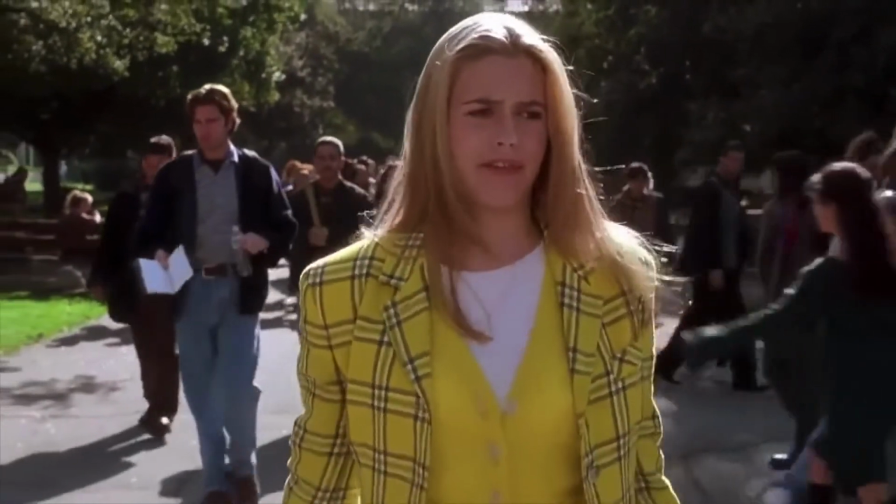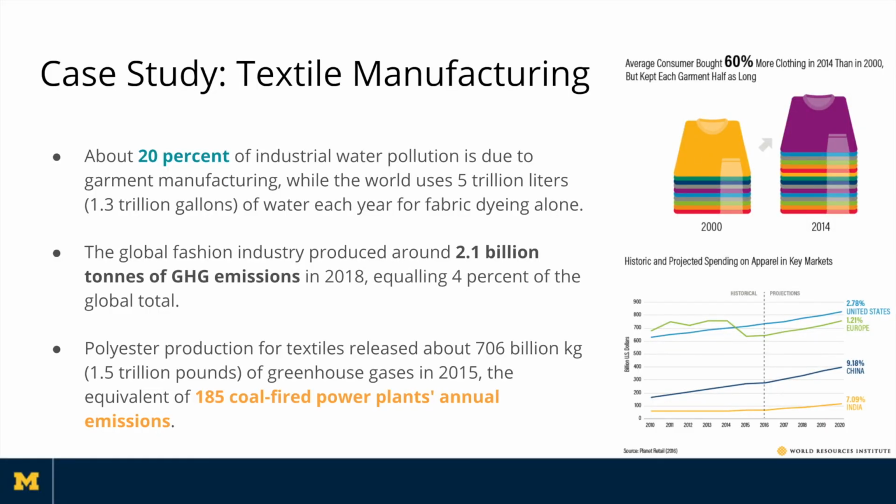The carbon footprint of an individual garment largely depends on the material. While synthetic fibers like polyester have less impact on water and land than grown materials like cotton, they emit more greenhouse gases per kilogram. Polyester production for textiles released about 706 billion kilograms or 1.5 trillion pounds of greenhouse gases in 2015, the equivalent of 185 coal-fired powered plants' annual emissions.